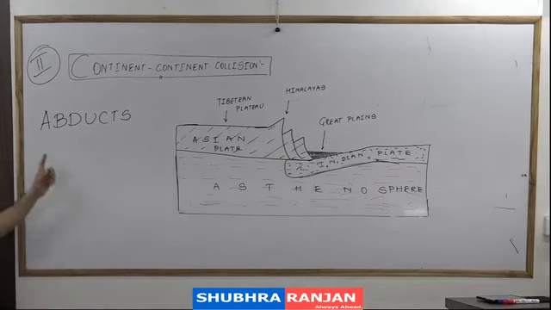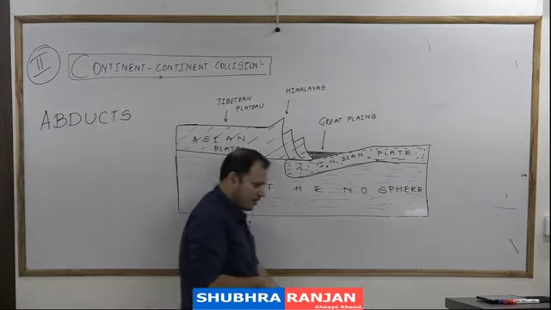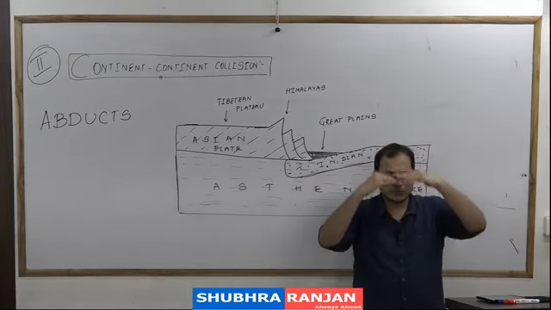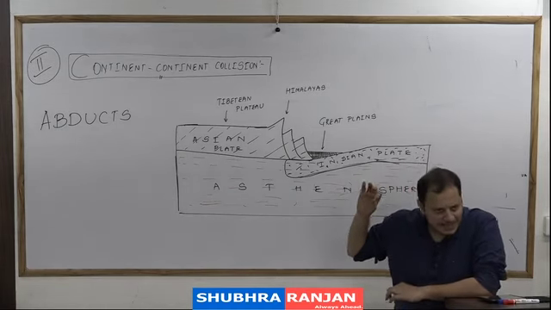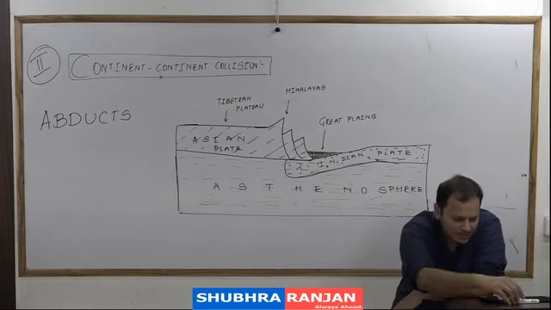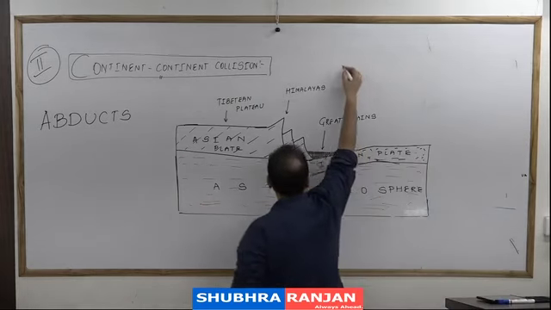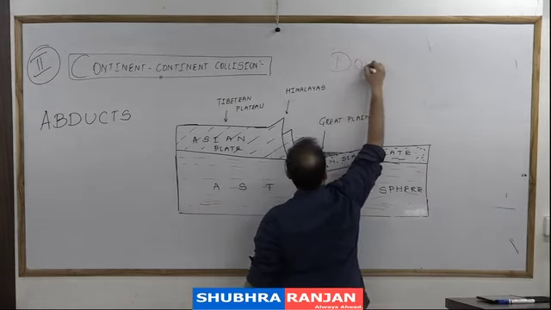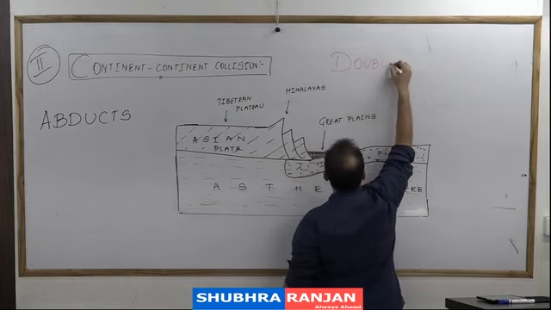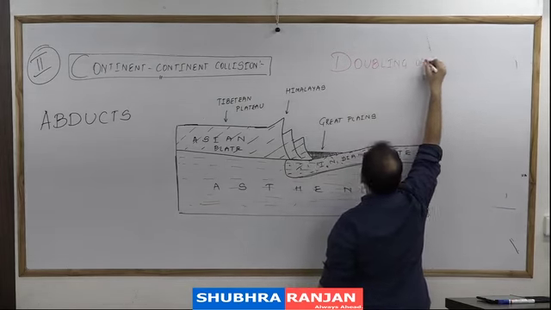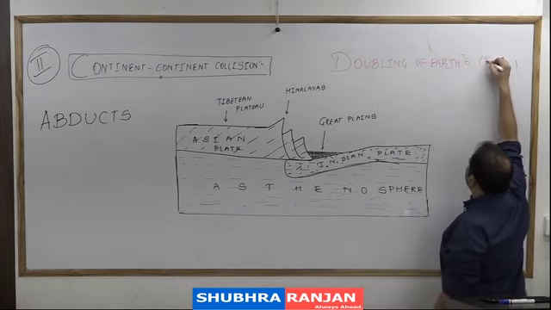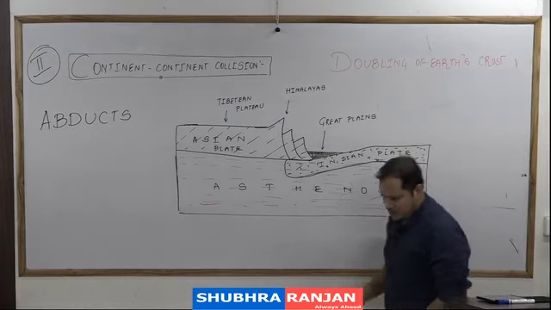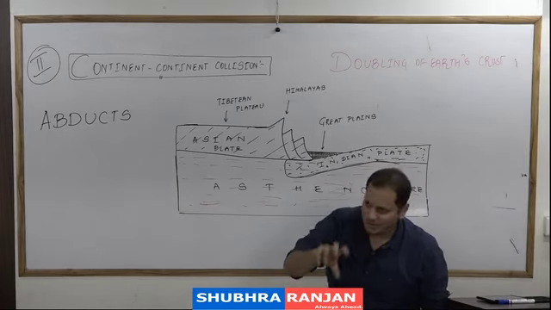In the bracket, abducts. Abduction मतलब नीचे जाना और उसको थोड़ा ऊपर उठाना. Hence in this region there is doubling of Earth's crust. Doubling of Earth's crust means great amount of thickness.